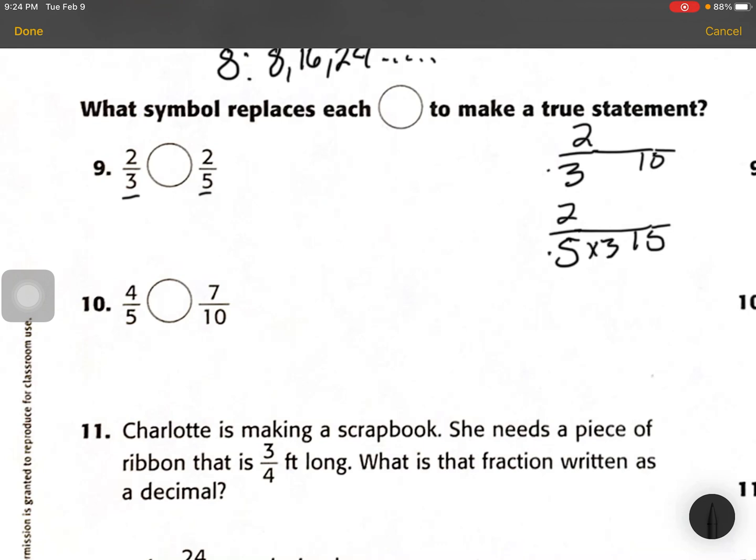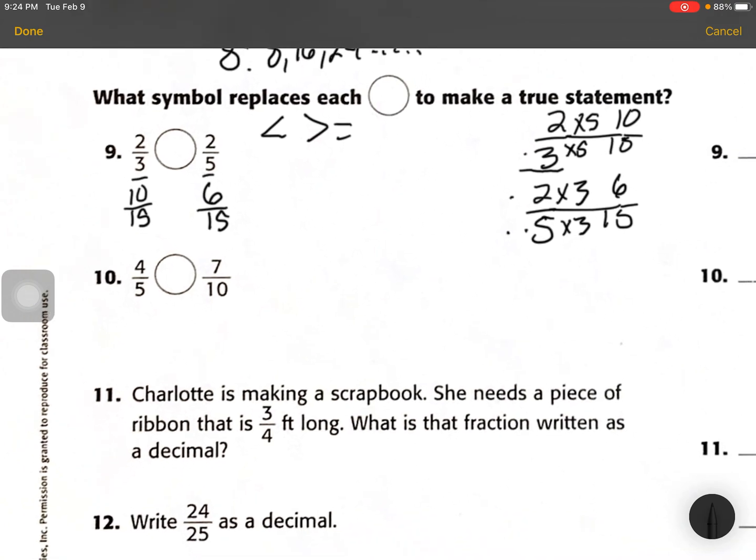They both go into 15. 5 goes into 15 3 times, so whatever you do to the bottom, you have to do to the top. So 2 times 5 is 10. 2 times 3 is 6. Now this is where you have to make sure you keep track. So 2/3, the equivalent fraction is 10/15. So I'm going to write 10/15. And then 2/5, the equivalent fraction is 6/15. All right, you now need to put a less than, greater than, or equal sign in that bubble. Are one of those fractions bigger than the other?